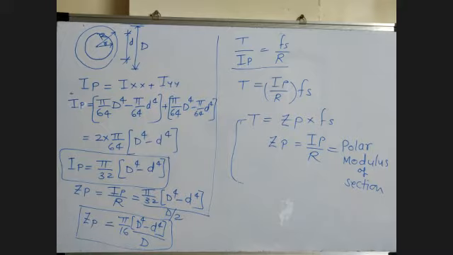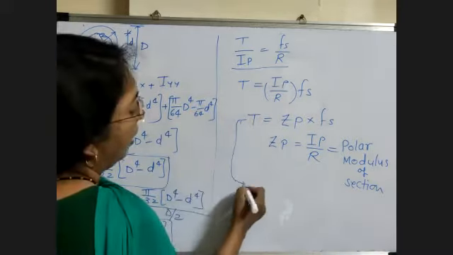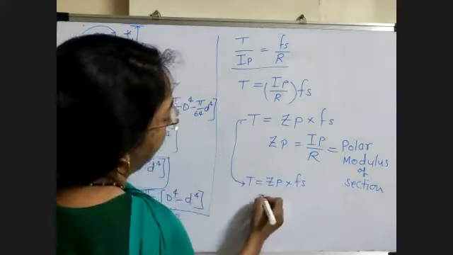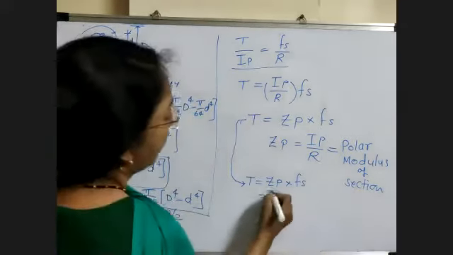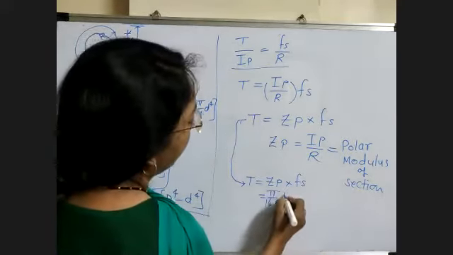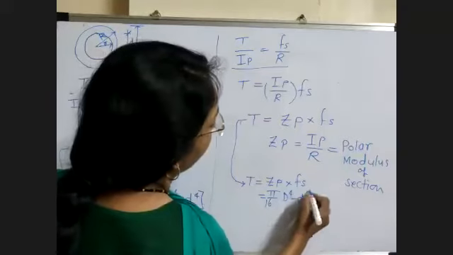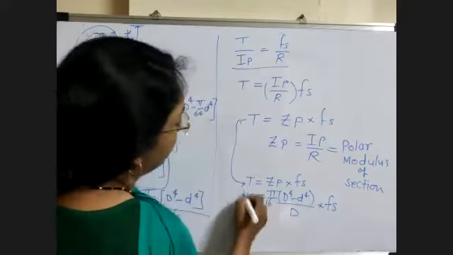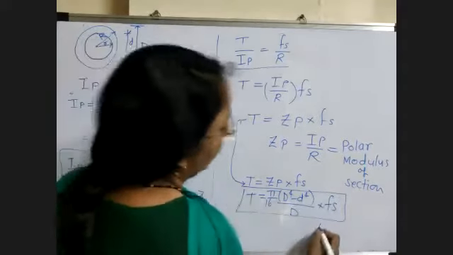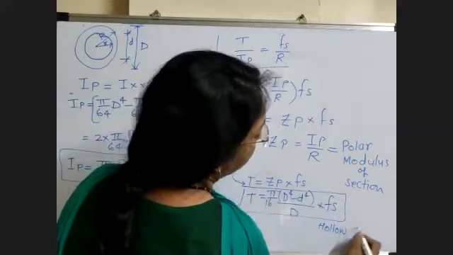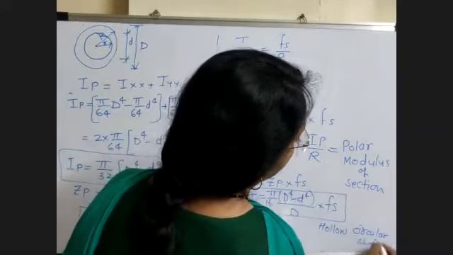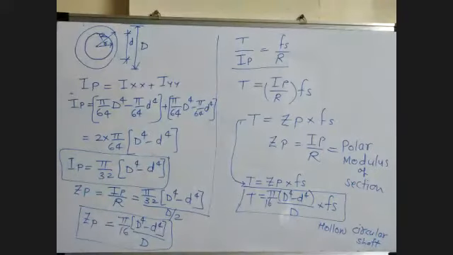Now let us put this value of Zp here. T is equal to Zp into Fs. Now what is Zp? This much. Pi by 16, D raised to 4 minus d raised to 4 divided by D, into Fs. So this is the formula for torsion for hollow circular shaft. This is the modified formula of torsion for hollow circular shaft.